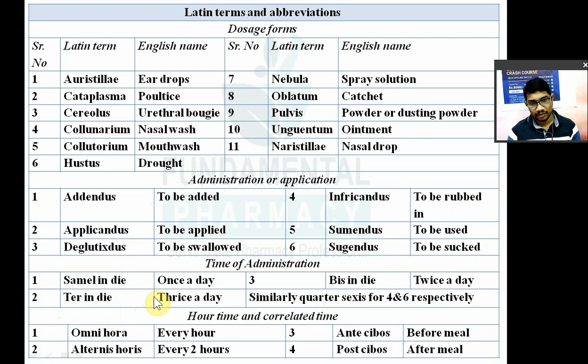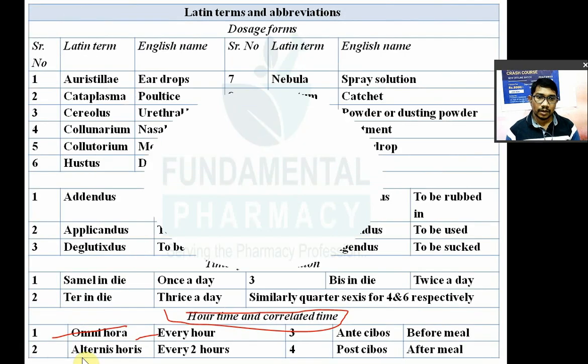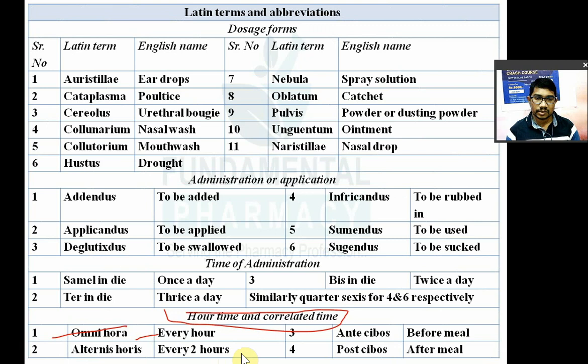Now, hour-related terms and their correlation. These are Latin terms related to time. Omni hora means every hour. Alternis horis means every 2 hours.